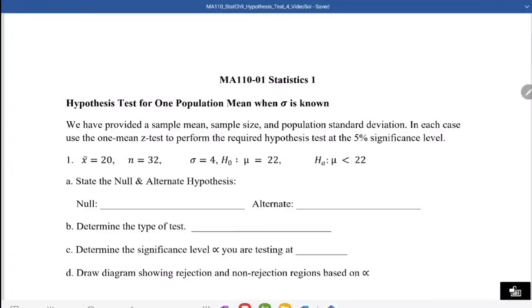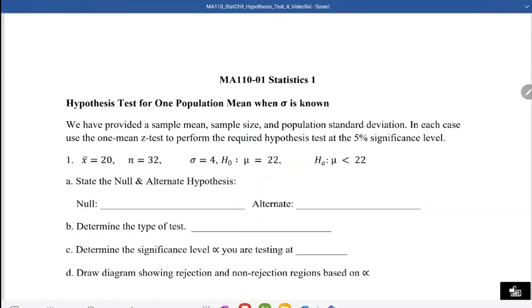Hello everyone. This is the fourth worksheet on hypothesis tests, and this one is on hypothesis test for one population mean when sigma is known. Sigma is the population standard deviation. So when the population standard deviation is given to us, or we know it is known, then we follow the Z test procedure to perform a hypothesis test.